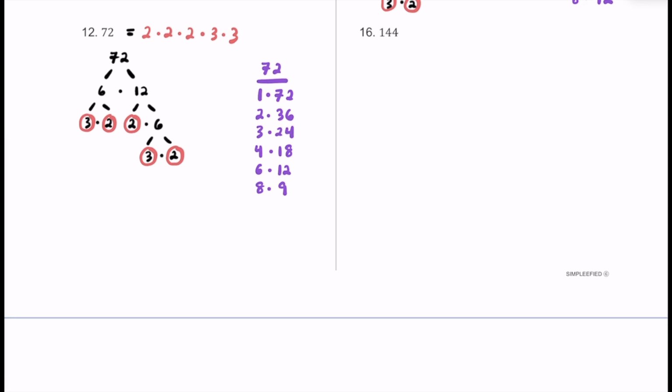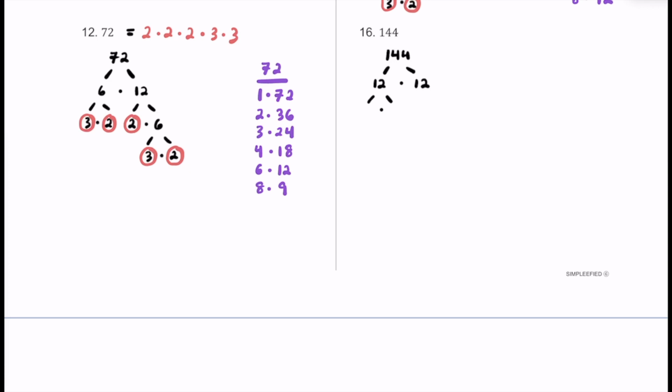Finally, for number 16, we have this number of 144. So let's go ahead and see if we can make this 144 break down into its prime factorization and get all the factors. So I think a common thing to choose for 144 to start with is maybe this 12 times 12. If not, you can just divide it by 2 to start with because it's an even number.